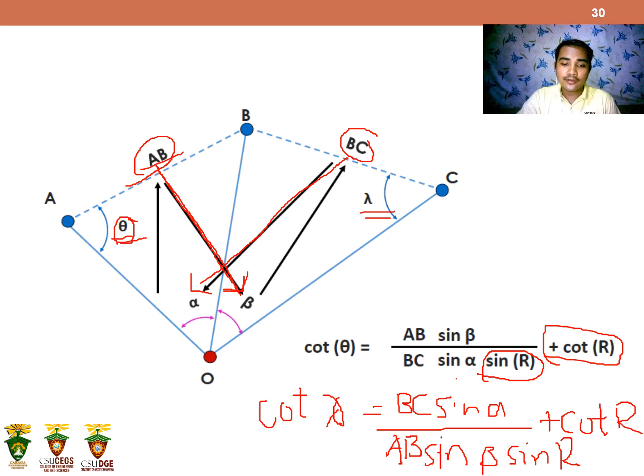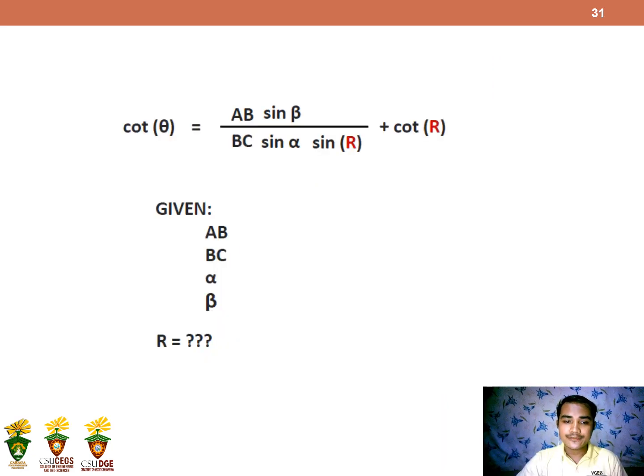So it depends on whether we use cotangent theta or cotangent lambda. So that is how to memorize the formula: cotangent theta is equal to AB sine beta all over BC sine alpha sine r plus cotangent r. So we have this variable r.